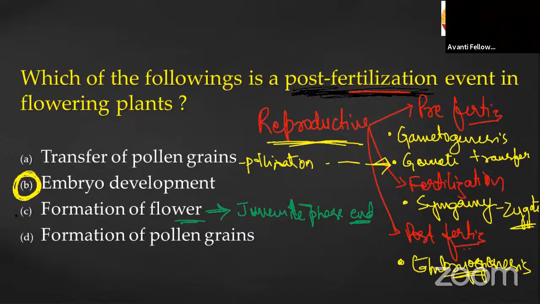So this is not the option. This is also not the option. So formation of pollen grain. So this formation of pollen grain also comes in pre-fertilization, right? So what is this? It is here, look.